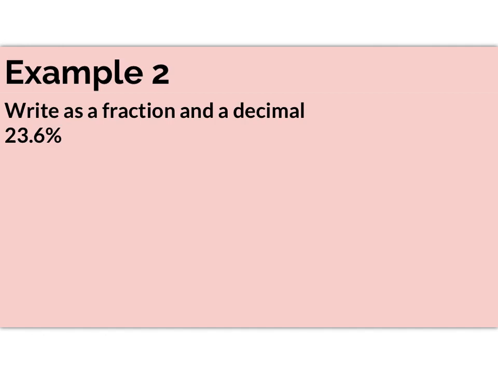So write 23.6% as a fraction and a decimal. We're going to do the fraction on this page and the decimal on the next page. So let's take 23.6 and put it over 100 because percent means divide by 100, but you can't leave a decimal in a fraction. So if you multiply by 10 over 10, we get 236 over 1,000.